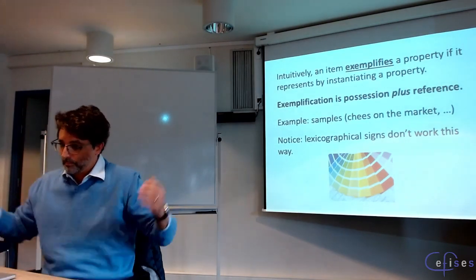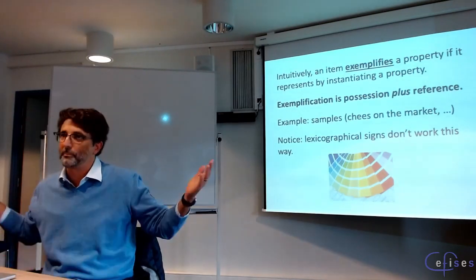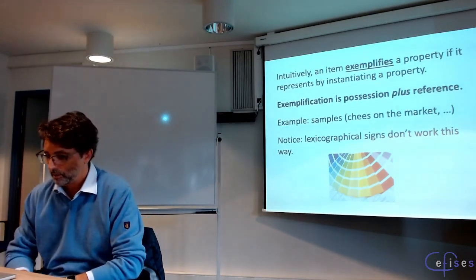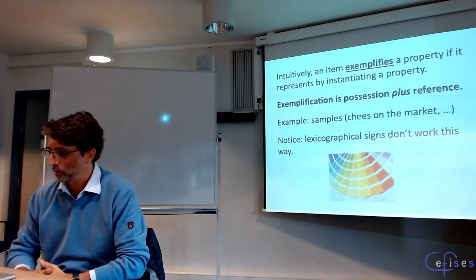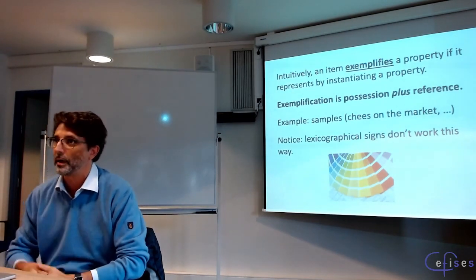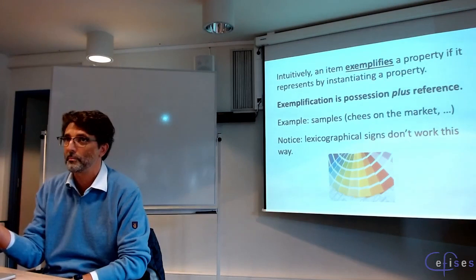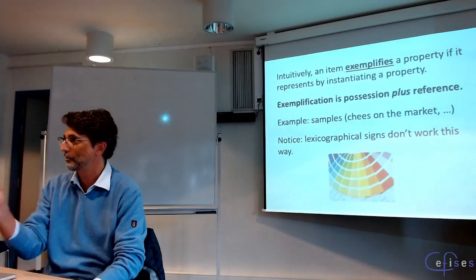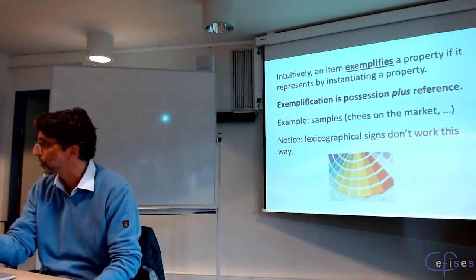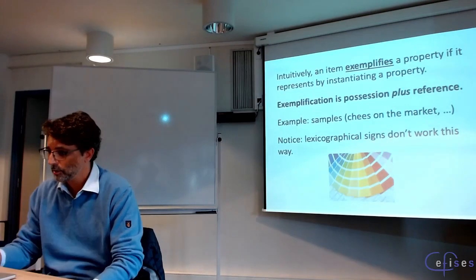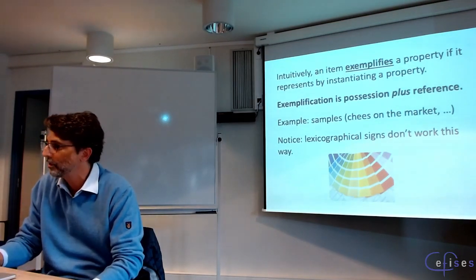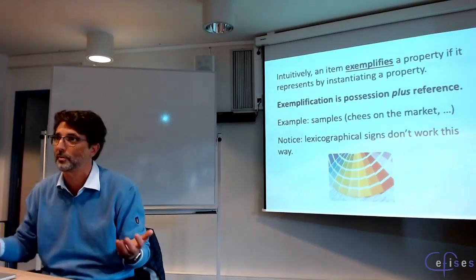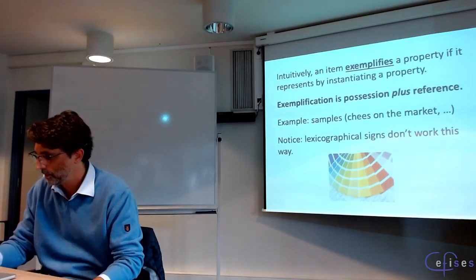And if you want examples beyond that, samples of all kinds are examples of this kind of representation. If you go to the market and you try the cheese before you buy it, you get this cheese sample, and that represents by exemplification, because the sample both instantiates the flavor of the cheese and it represents the flavor of the cheese. I'd note that lexicographical signs don't do this. So words don't have that property. The word London doesn't instantiate any properties that you would associate with the city of London.